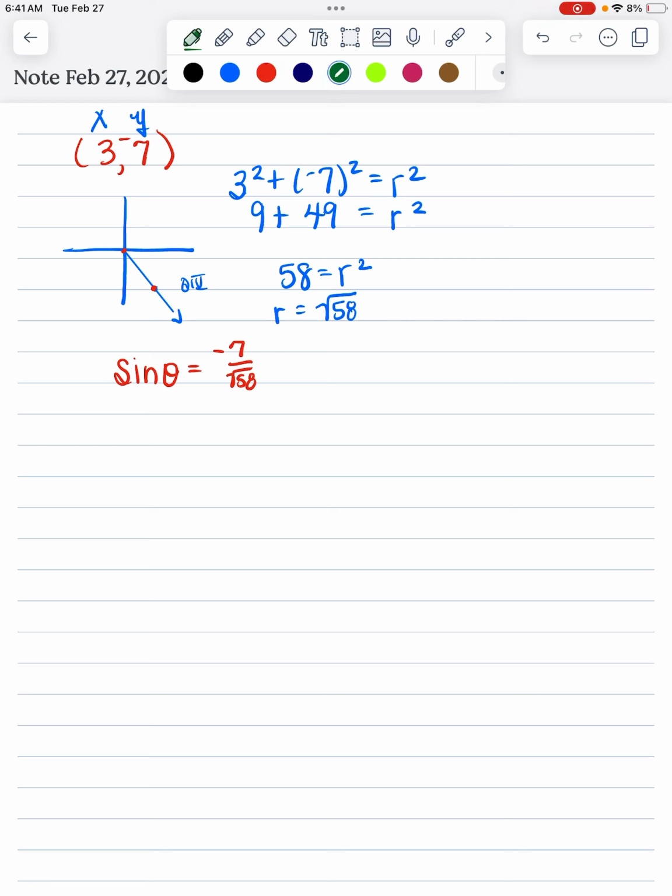I do know, however, that is not rationalized, so I would have to rationalize that by multiplying by the root that's in the denominator. So the sine of this angle would be -7 square root of 58 over 58. Oh, actually, no, that's right. Yeah, because it's sine. Again, I was confused there for a second. It is a negative because this, of course, is negative, and sine in quadrant 4 is negative.